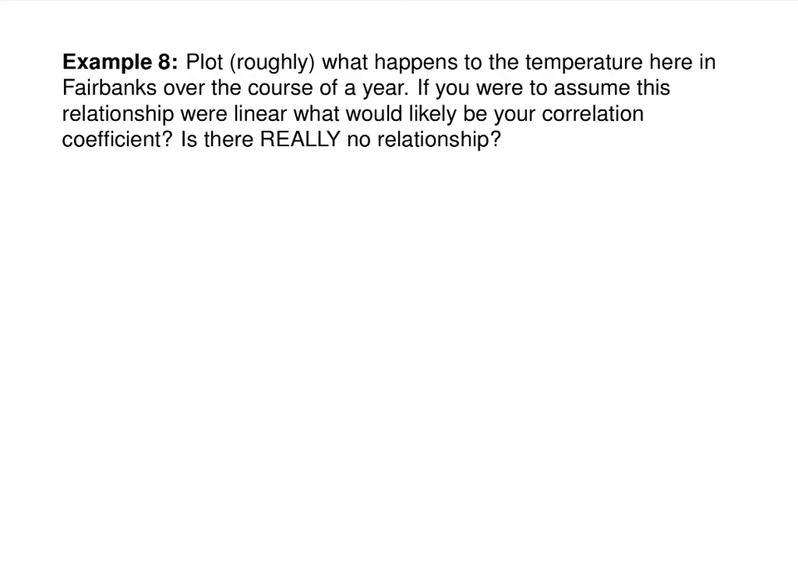So plot roughly what happens to temperature here in Fairbanks over the course of a year. So say taking all the Januaries, all the Februaries, all the Marches, all the Aprils and plotting them. January temperatures are probably hovering around 0. They go up. They peak sometime in June, July. Then they go down, and by December they're back where they began in January. So roughly it's going to look something like this. If you try to fit a regression line, as in a straight line, it's going to give you slope 0, even though there really is a nice predictive pattern there.